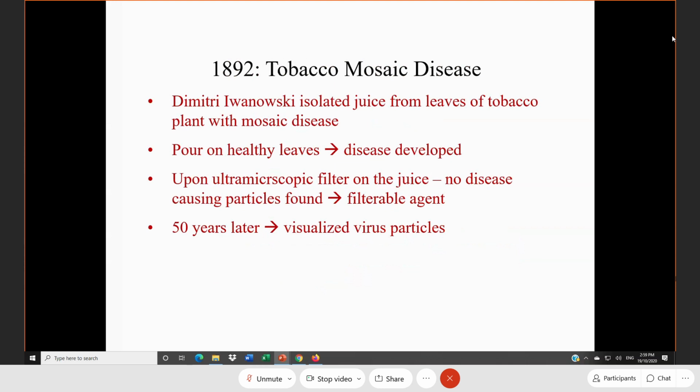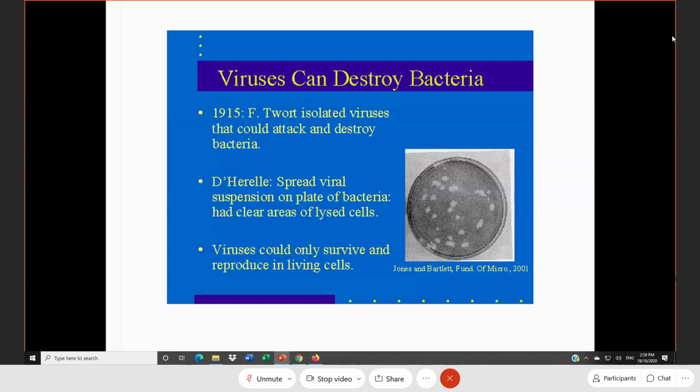Okay, this is the story. I'm not going to go through it, you can read this one. Tobacco mosaic disease virus (TMDV). You can read on your own. This one is actually from plants. Tobacco used to face a lot of losses because of the disease. Okay.